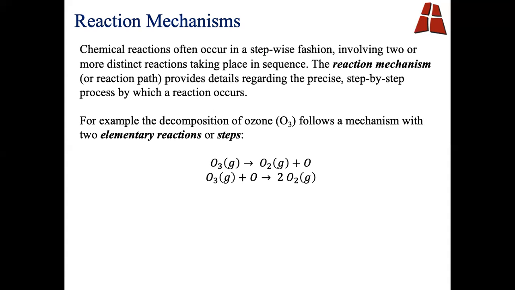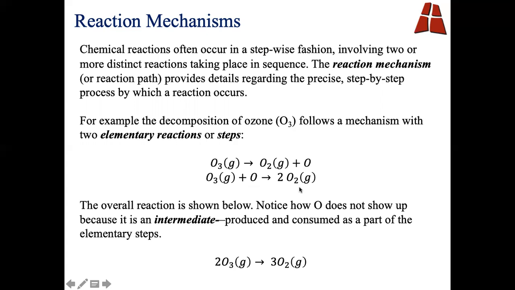An example of an overall reaction is the decomposition of ozone. Ozone is O3, and we could say it takes 2 elementary steps. First, breaking apart O3 into O2 gas and just an oxygen atom. That oxygen atom then reacts with a second equivalent of ozone to form 2 moles of O2. That would mean our overall reaction is 2O3 yields 3O2. However, we know that it actually takes place over 2 steps.